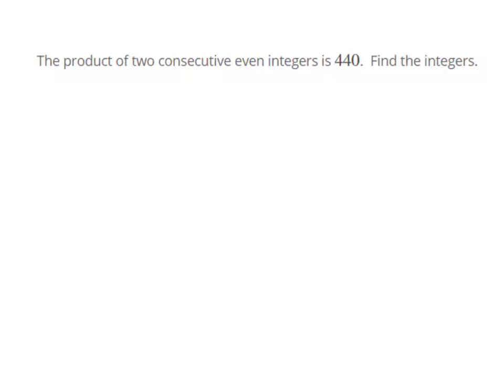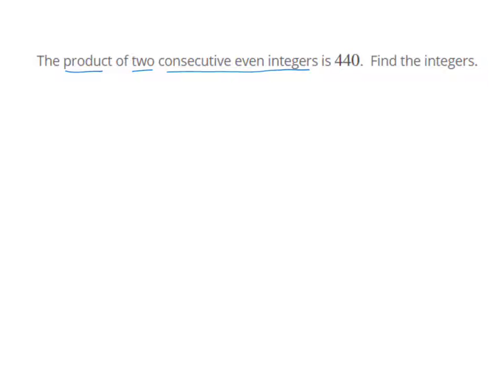All right, so here's one. It says the product of two consecutive even integers is 440. Find the integers. All right, so the product means that you need to multiply. That's what that word product means. You're going to multiply them together. Two consecutive even integers. So that'd be like 8 and 10, or 22 and 24. Those are consecutive even integers. Now notice that the difference between those is always going to be 2, because you're talking about even numbers. And so that difference is 2.